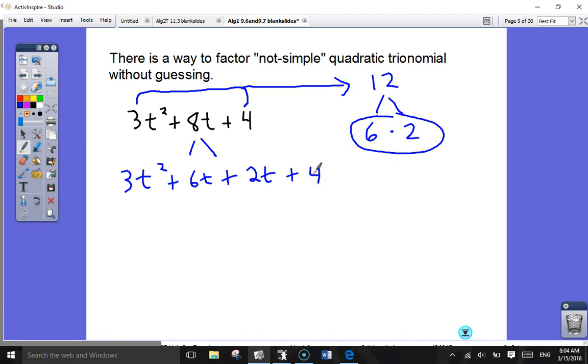Okay. This has about 5 steps, depending how it works out. 6t plus 2t is 8t, correct? So me rewriting it didn't actually change what we started with. It's still equal to what we started with, but it looks a little bit different. Okay, right? So that was the next step. Next step, group. Put the first 2 terms in parentheses. Right? The plus goes in between the parentheses. Put the last 2 terms in parentheses.